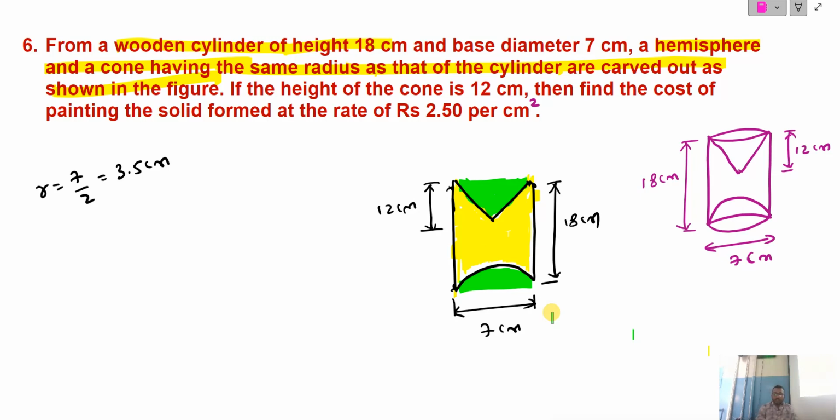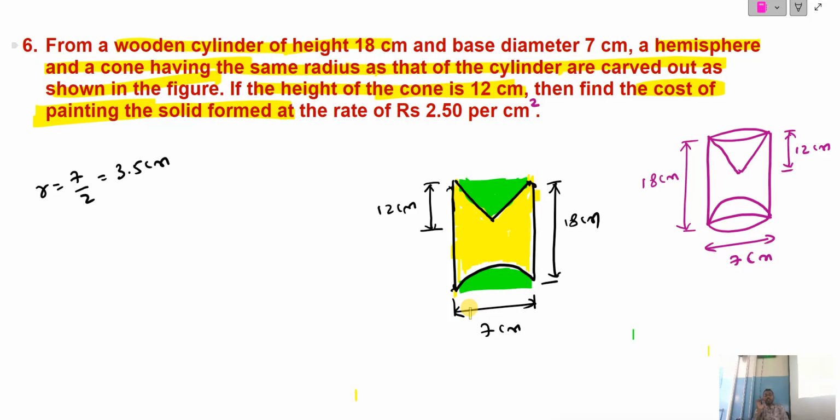Now the question is, if the height of the cone is 12 centimeter, then find the cost of painting the solid. They are asking us to find the cost. In case we want to find the cost, it is always calculated based on area.